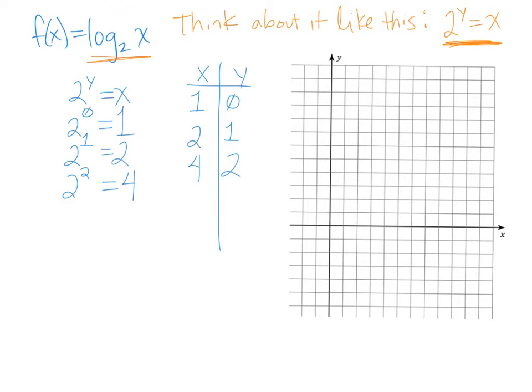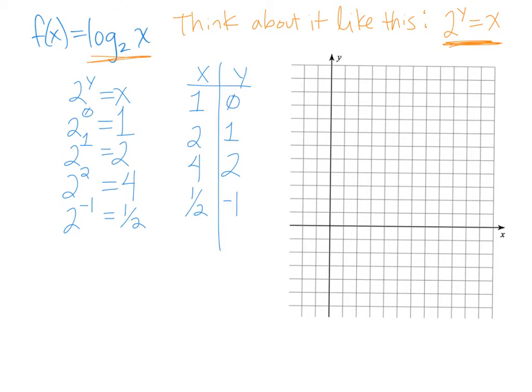Actually, I'm going to go backwards. This is terrible mathematical practice, but I'm going to go backwards to 2 to the negative 1, which would get me 1/2. So when x is 1/2, y must be equal to negative 1. I think that's a good set of points for us to get started with.